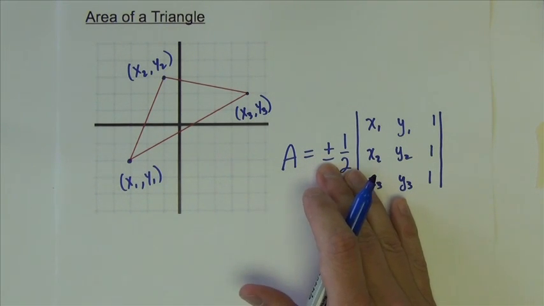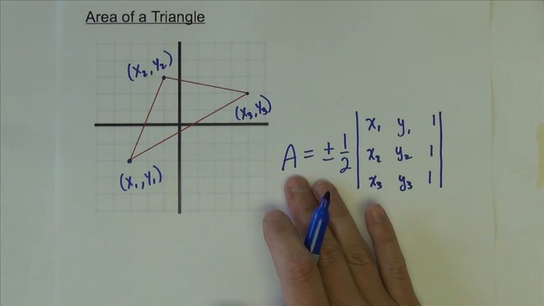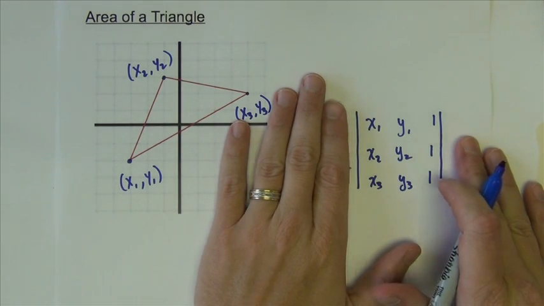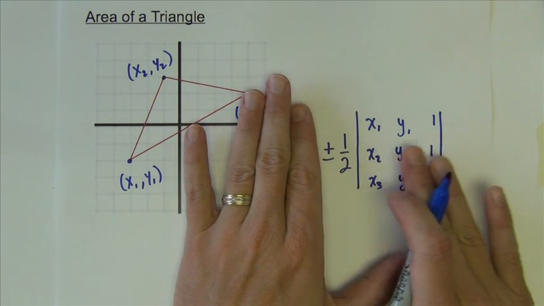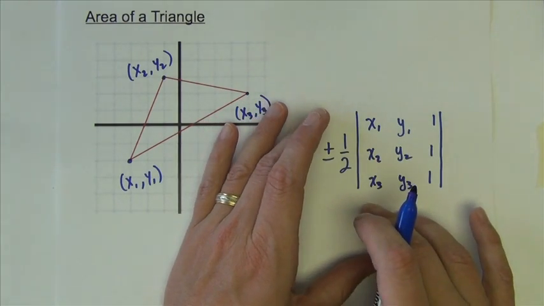The reason why the plus or minus sign is there is to force the answer to be positive. If this determinant comes out to be a negative number, take it times negative 1/2. If this comes out to be a positive number, take it times positive 1/2. Therefore, you always get a positive answer for the area.